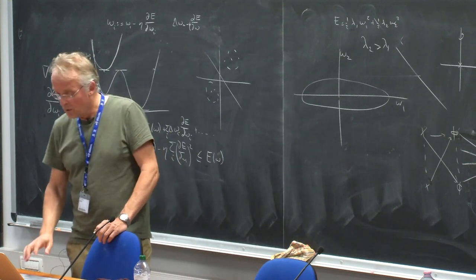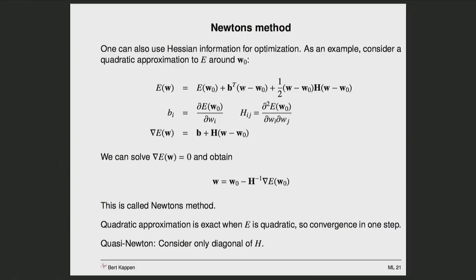We can do that by taking the gradient of this expression. The first term is a constant, so its gradient is zero. This one is linear in W, so it just gives B. And this one is quadratic in W, so it gives something linear in W: H times W, where H and B are evaluated at the point that we are, W0. So we set this gradient equal to zero, and we can solve for W. And we get W is W0 minus this thing.